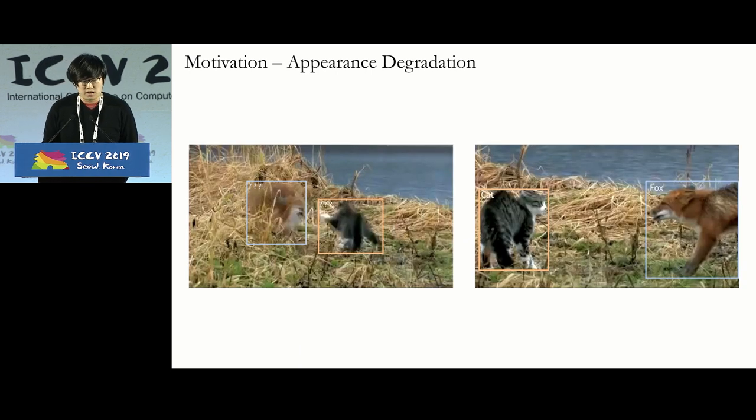But a video contains far more information than a single frame. There are some frames that are clearer than others. So how to utilize the clear views to help object detection in the blurred ones becomes a central problem for video object detection.